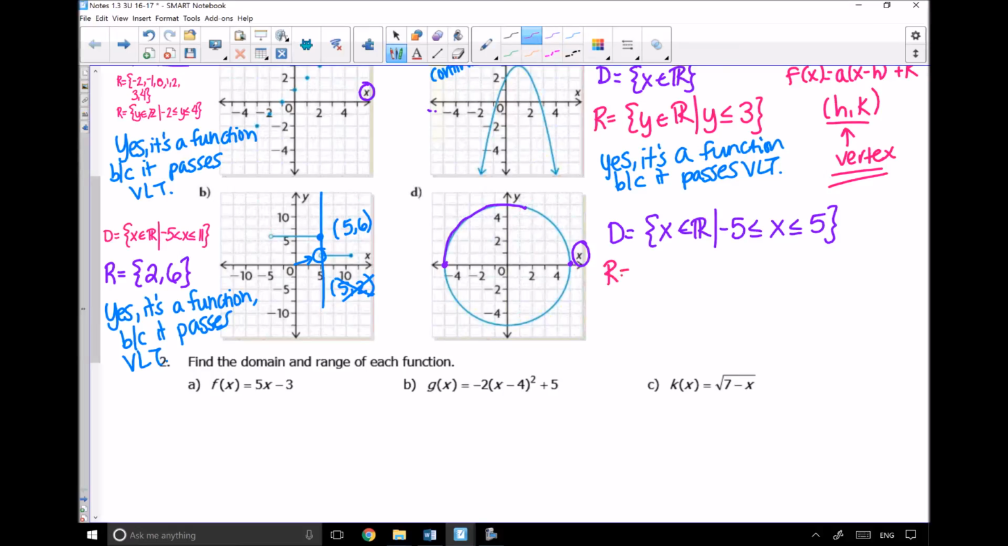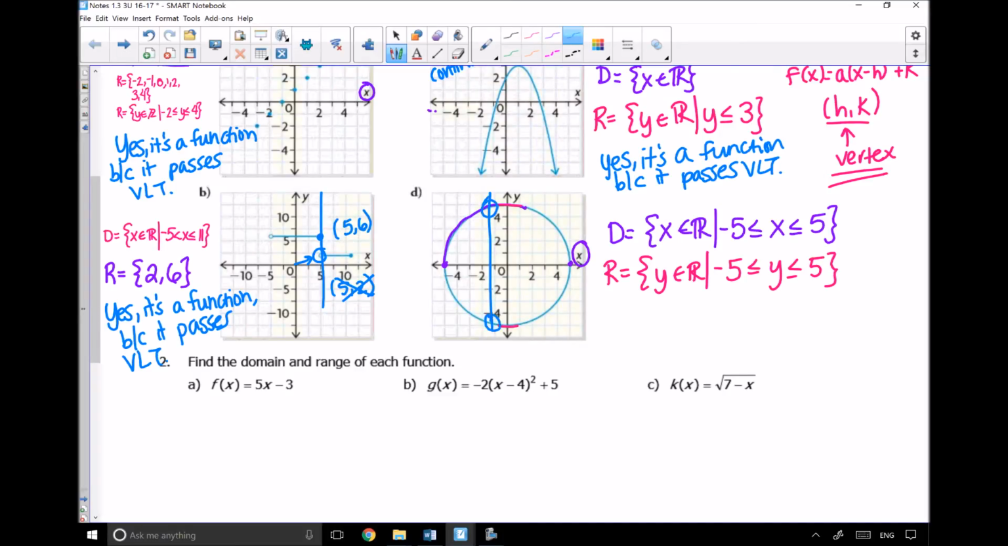Okay, so you should get the range is y is an element of the reals such that y is between -5 and +5. Okay, and it's really important that you remember to put the y here and the x here because it does not make sense to put x for range. Okay, lastly, is this a function? Does it pass the vertical line test?